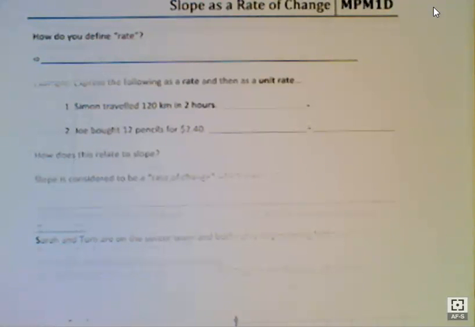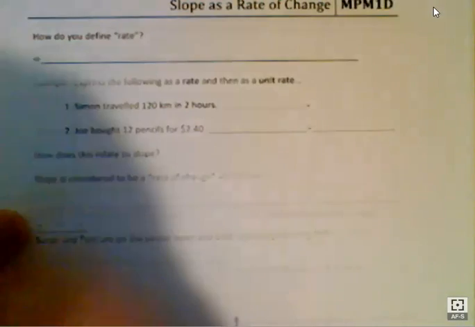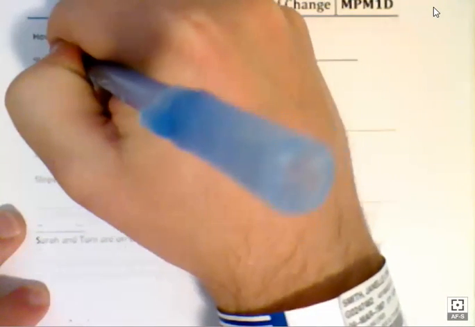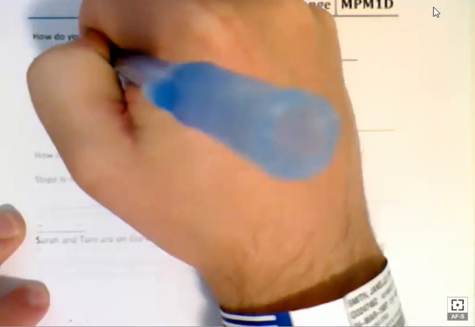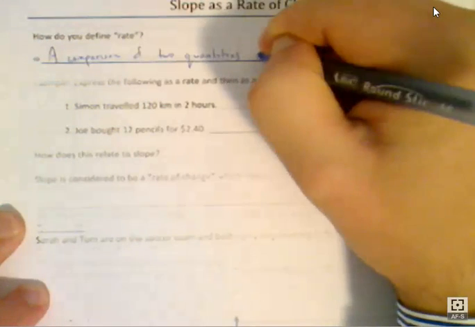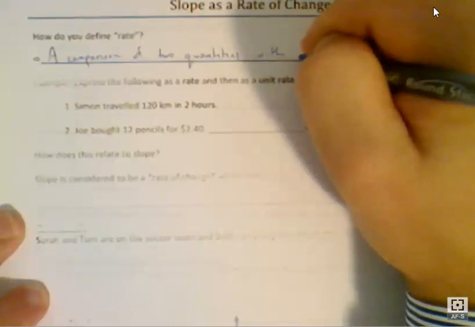Hopefully you are pretty good now at using the slope formula to calculate slope. We're going to talk about slope in terms of a rate of change today. So how do we define a rate? A rate is a comparison of two quantities with different units.